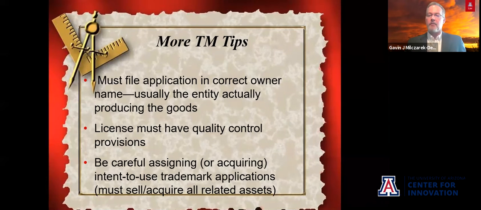Also, if you get the entity wrong, say I put Gavin LLC on the application, but I'm really Gavin Corporation, those are different entities. There's no such thing as Gavin LLC. And so if I file on the wrong name, that's fatal. I have to reapply because there's no such company that is the owner of that application.